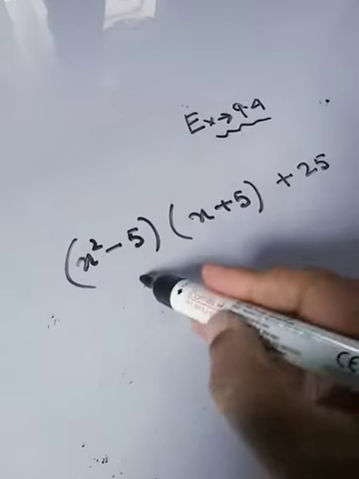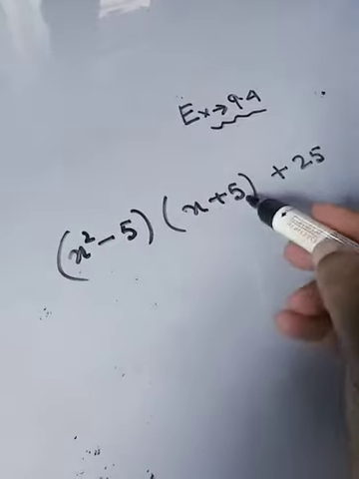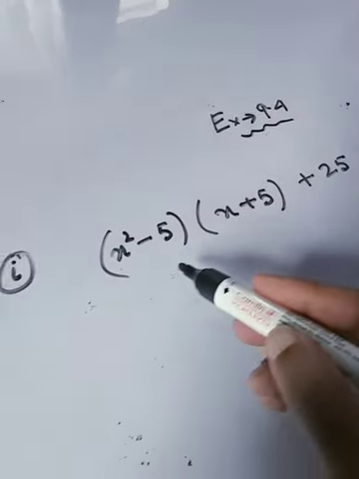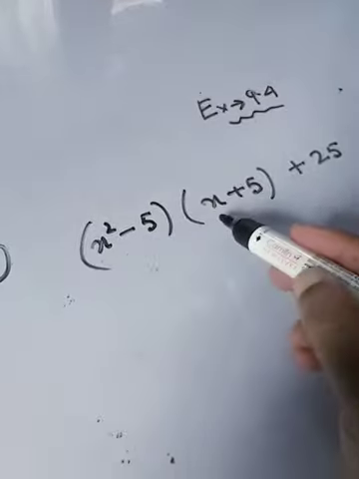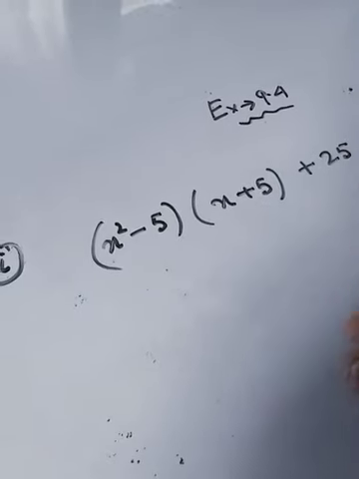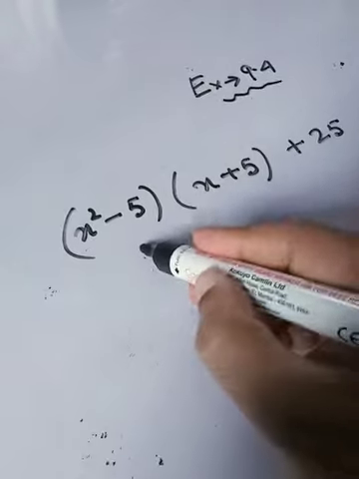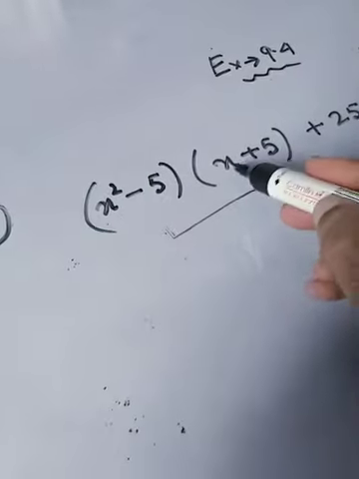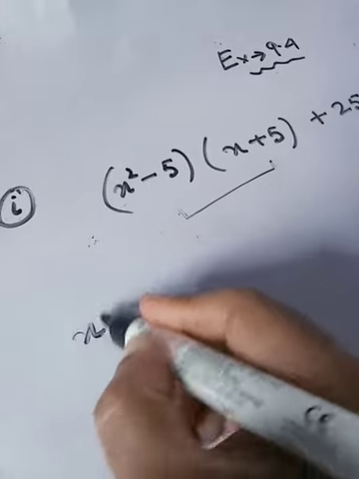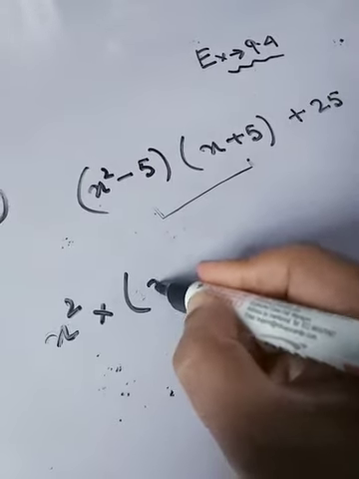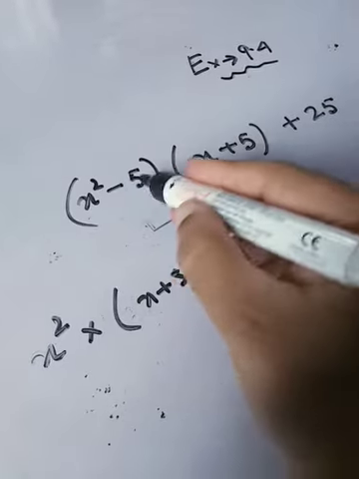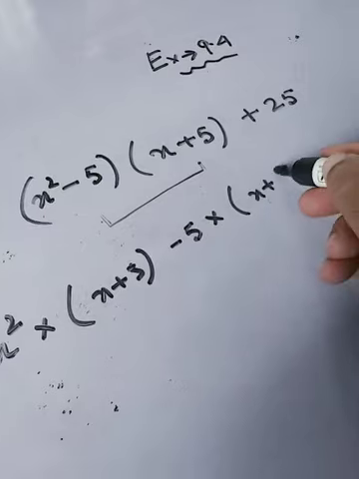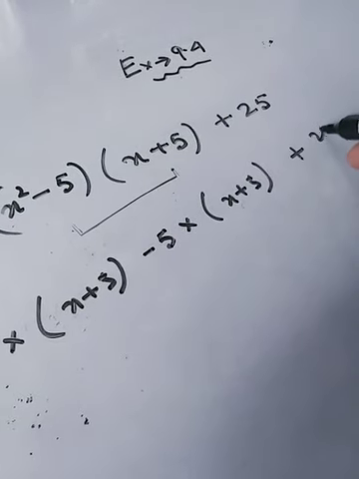Now in sum number 1 you see that binomial into binomial is given plus one constant term. Fine. So the first thing that you will do is multiply this binomial into binomial, which you have already understood in our previous videos also. So first of all you have to multiply these two. How to do it? This monomial term has to be multiplied with this binomial term, that is x square into x plus 5. Now minus 5 into x plus 5 plus 25.